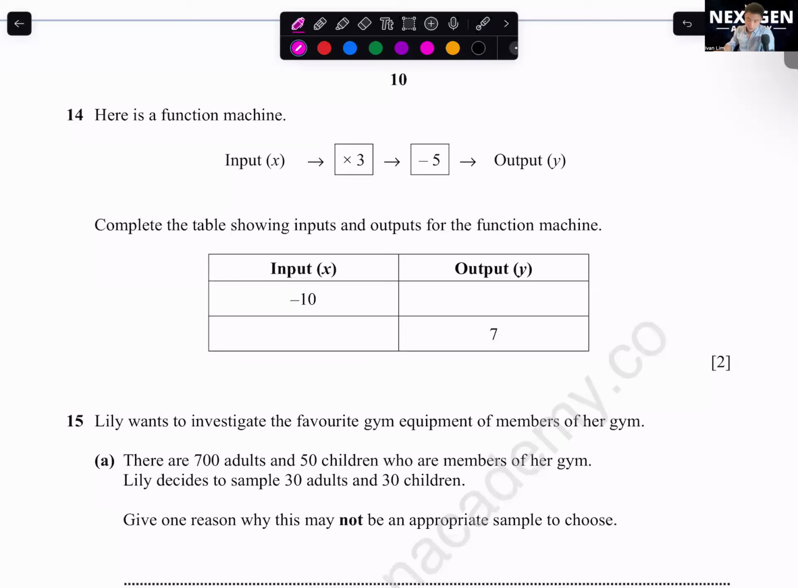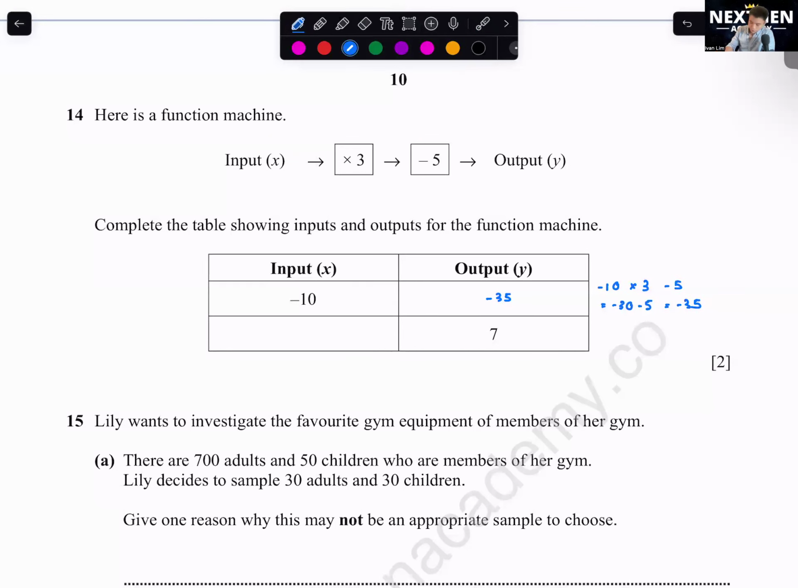Okay, number 14. This is a topic on function. Okay, here is a function machine. You have x times 3 minus 5 output. Okay, we just covered this chapter. Complete the table showing the inputs and output for the function machine. Okay, what is the output? So we'll take x times 3 minus 5. So we'll take minus 10 times 3, then minus 5. Okay, what's minus 10 times 3 minus 5? Minus 30 minus 5, and we get minus 35.